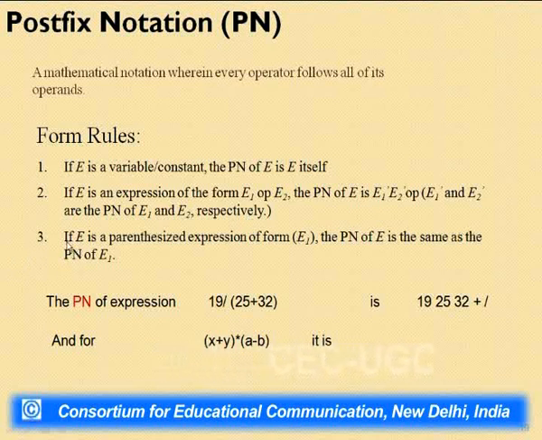So if E is the parenthesized expression of the form E1, then the postfix notation of E is the same as the postfix notation of E1. So this was just a relation of E and E1 in this scenario. The major point to remember is that E1 op E2 will be E1 E2 op, where E and E1 are the intermediate representations of themselves. So here we get the answer: x plus y, xy plus, a minus b, ab minus, and then star. So we have the answer over here.